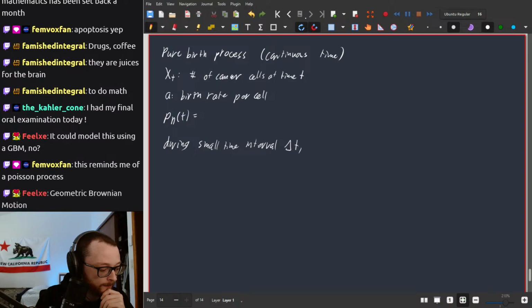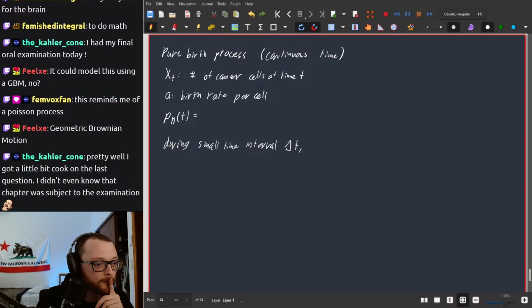Yeah, it's not far off from a Poisson process. Geometric Brownian motion. I didn't know that. I never heard of that.